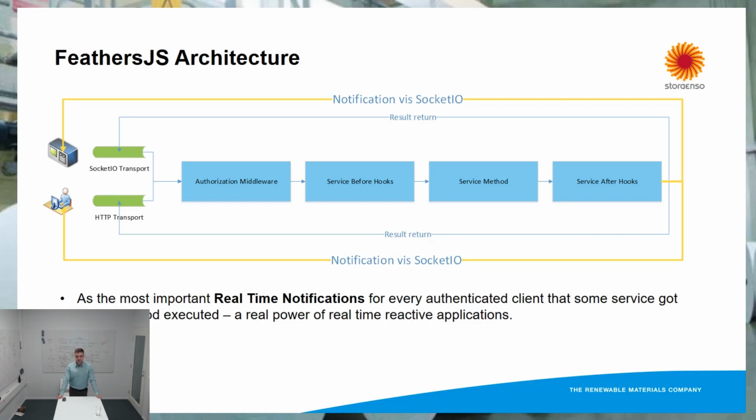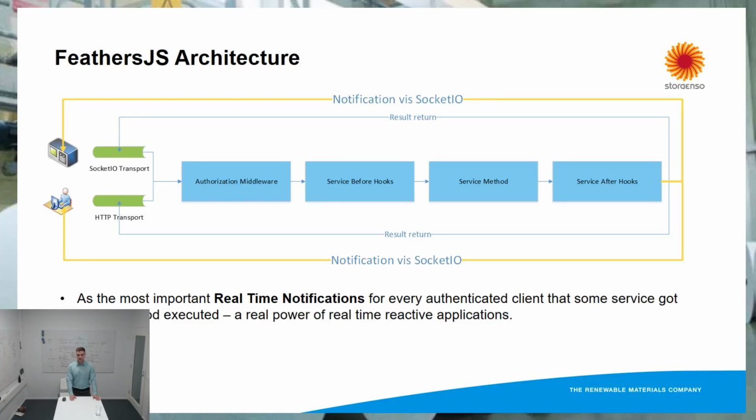FeathersJS implements a so-called notification layer. When somebody executes any method through HTTP or through WebSocket.io, if anyone calls post or put or delete, so something that changes something, FeathersJS generates a so-called notification. And a client, let's say a web client, can subscribe to those notifications. Let's say the code looks like client.on something created, execute this method, so you can update the user interface. And that's the most powerful thing in FeathersJS.